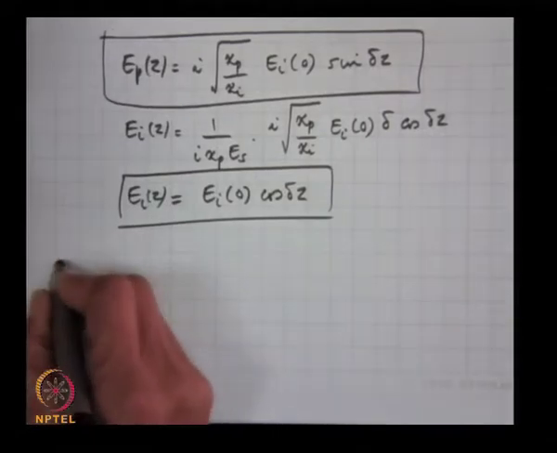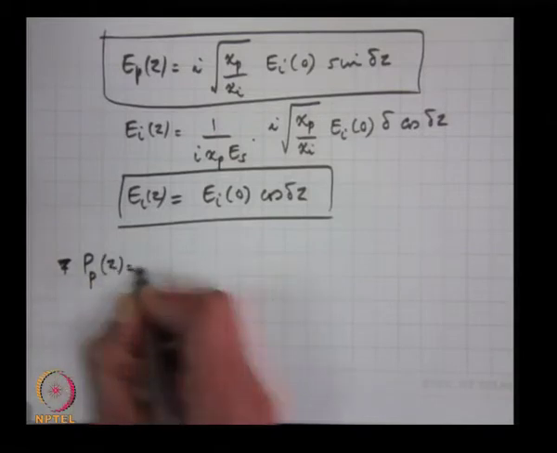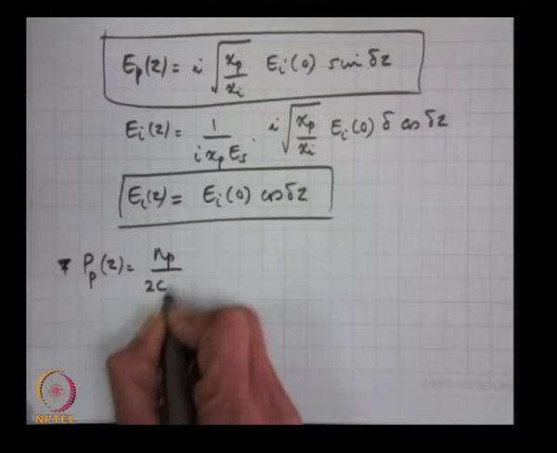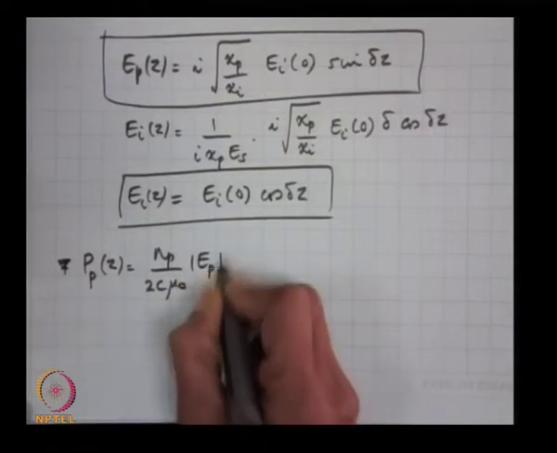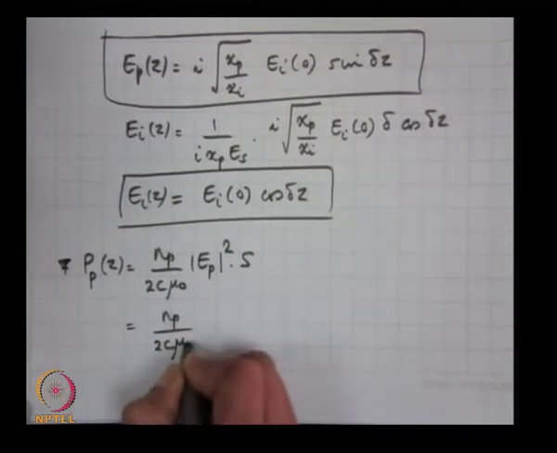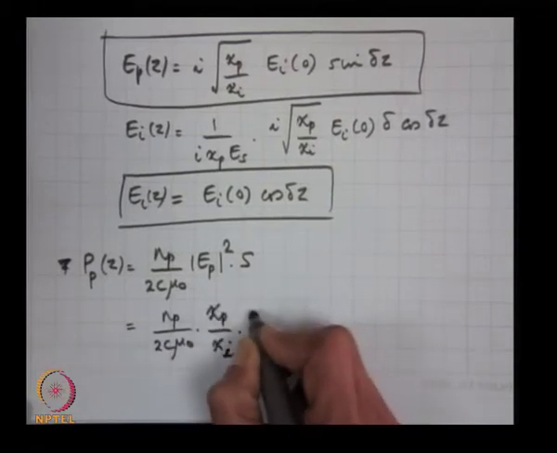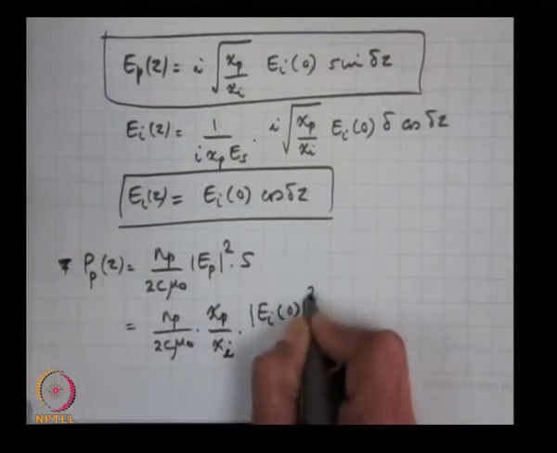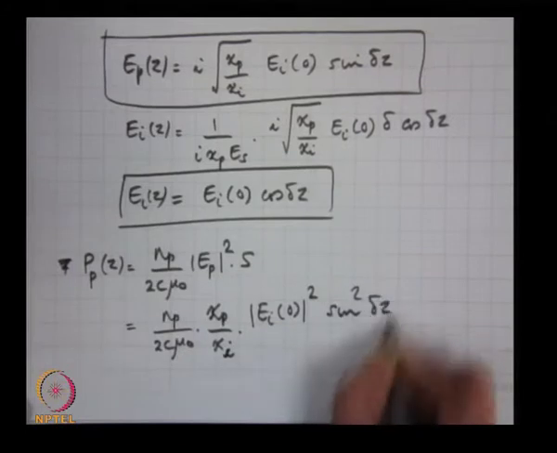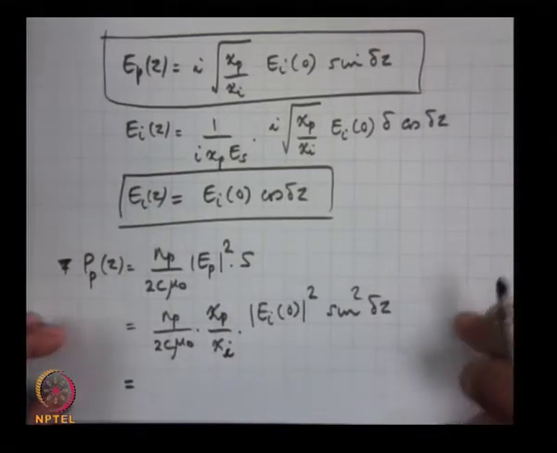So I want to calculate what is the power in the signal, in the pump, or in the converted frequency. Np by 2c mu 0 mod Ep square into area, which is equal to Np by 2c mu 0 kappa P by kappa S kappa I mod EI 0 square sine square delta z, which is equal to, let me substitute all the quantities.